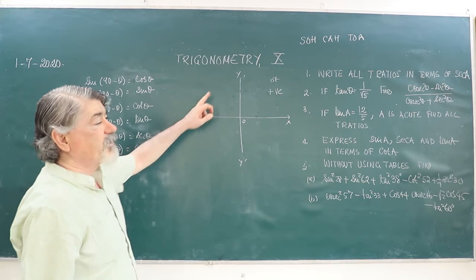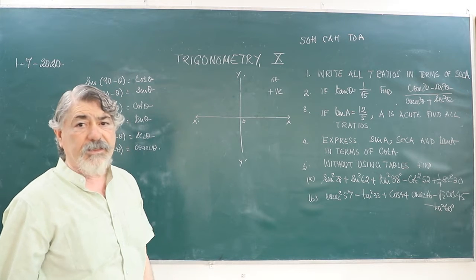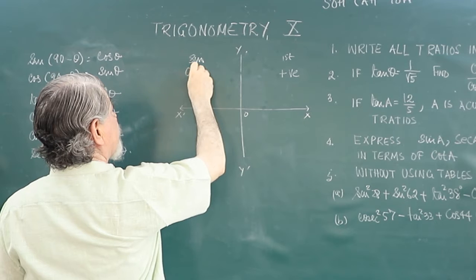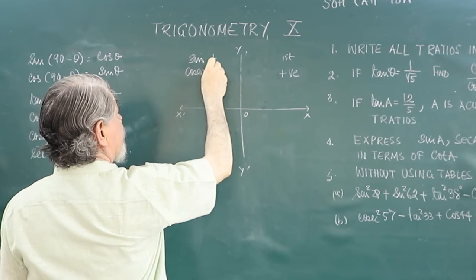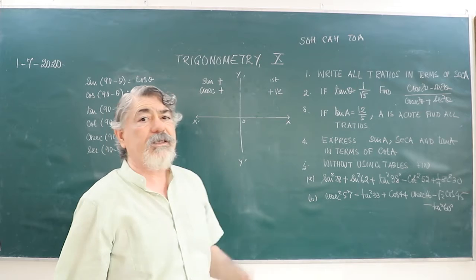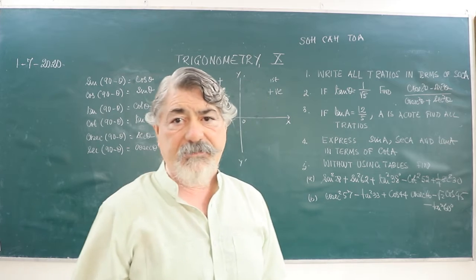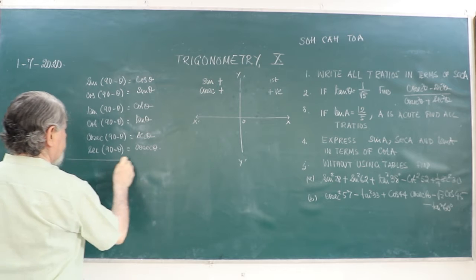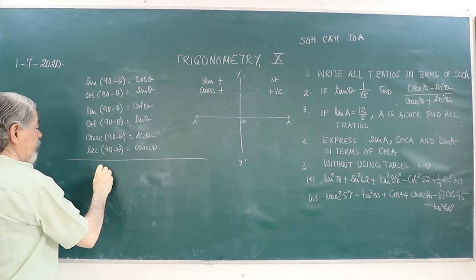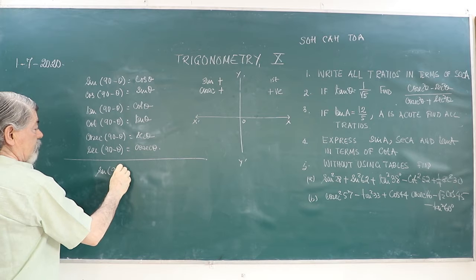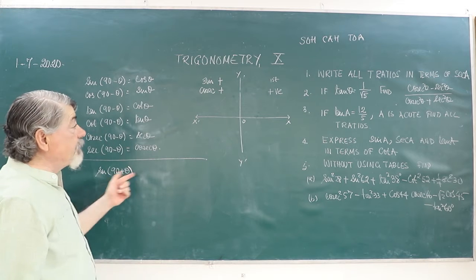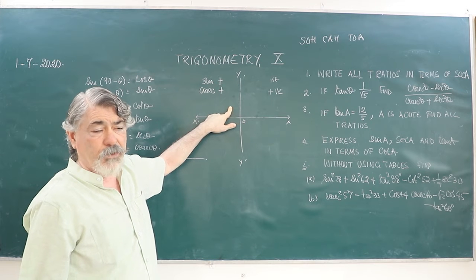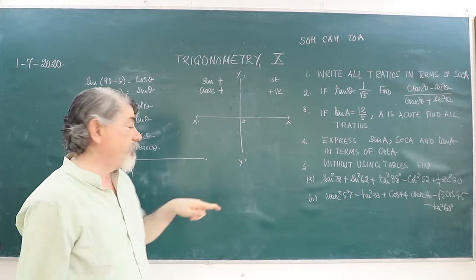Now when we come to the second quadrant, sine and cosec will be positive. Only sine and cosec are positive, the rest will become negative. That means if it is sine 90 plus theta, when we are doing 90 plus theta, we are coming to this quadrant. So sine, we are saying, remains positive.